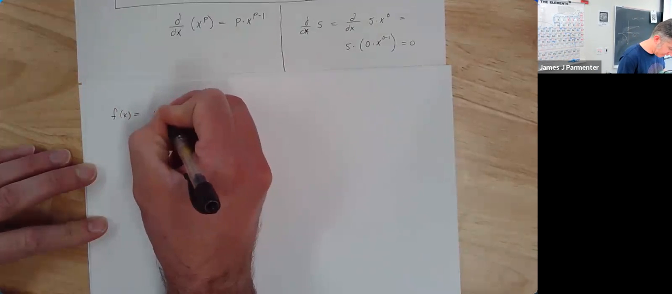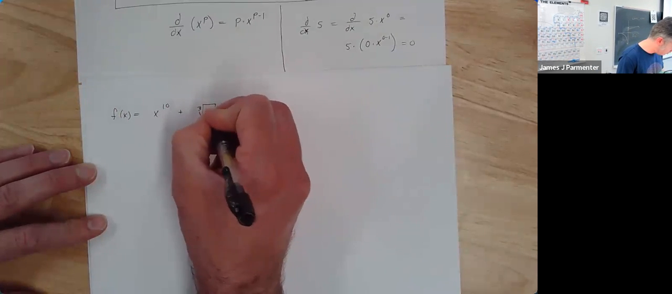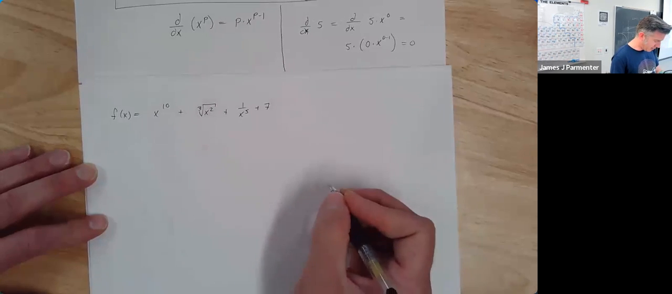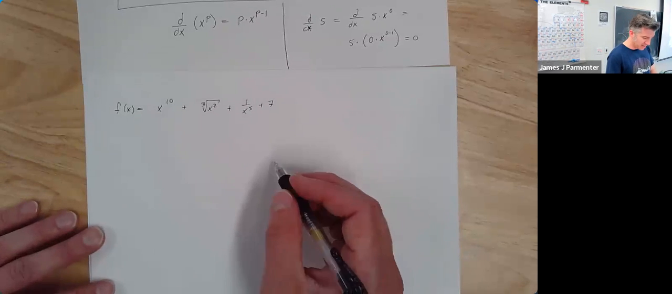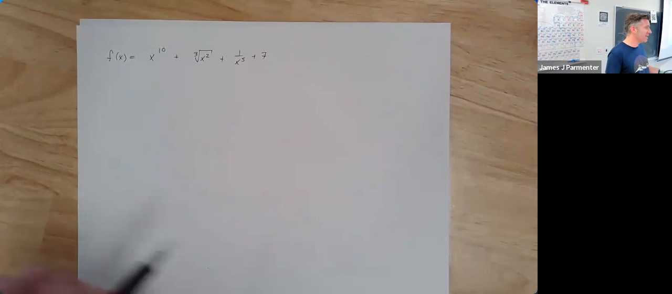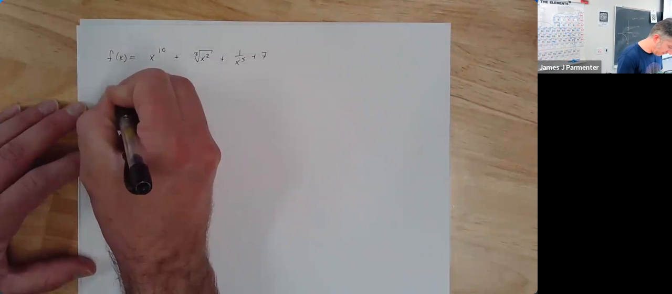Let's say we have this. Let's say f of x equals x to the 10 plus the cube root of x squared plus 1 over x to the 5th plus 7. And I want to find f prime of x. Well, to find f prime of x, I would really like everything to look like x to a power. And currently it doesn't. I'm going to rewrite this as f of x.